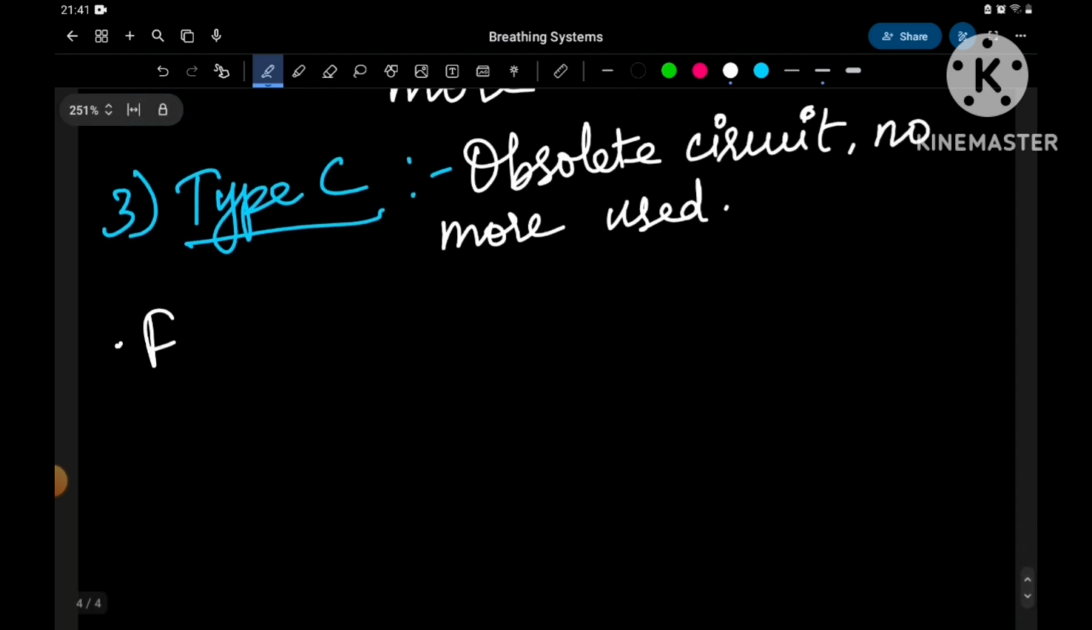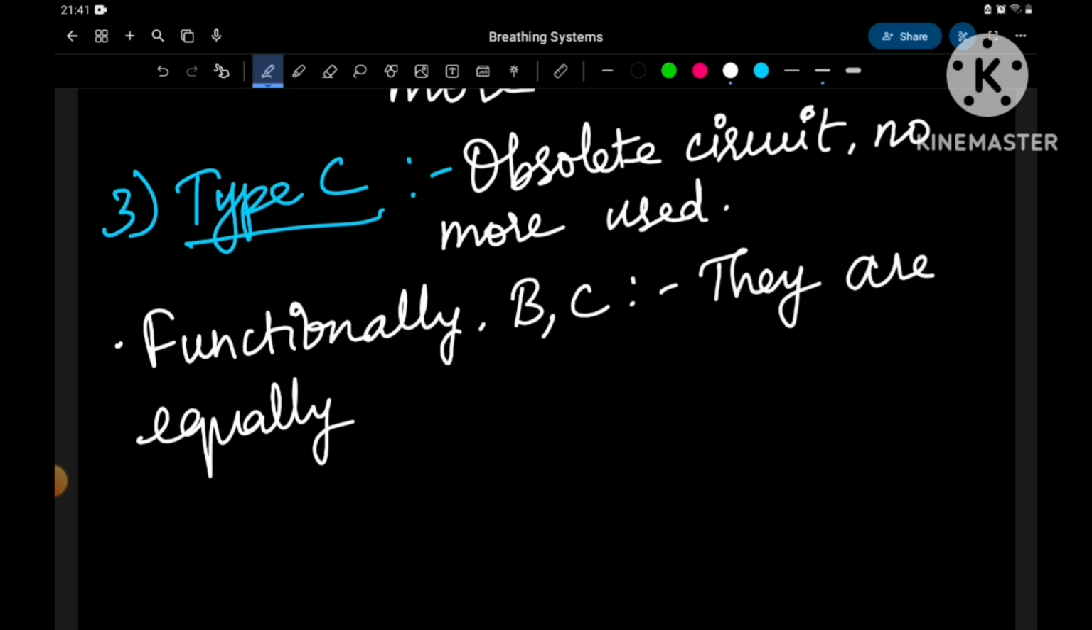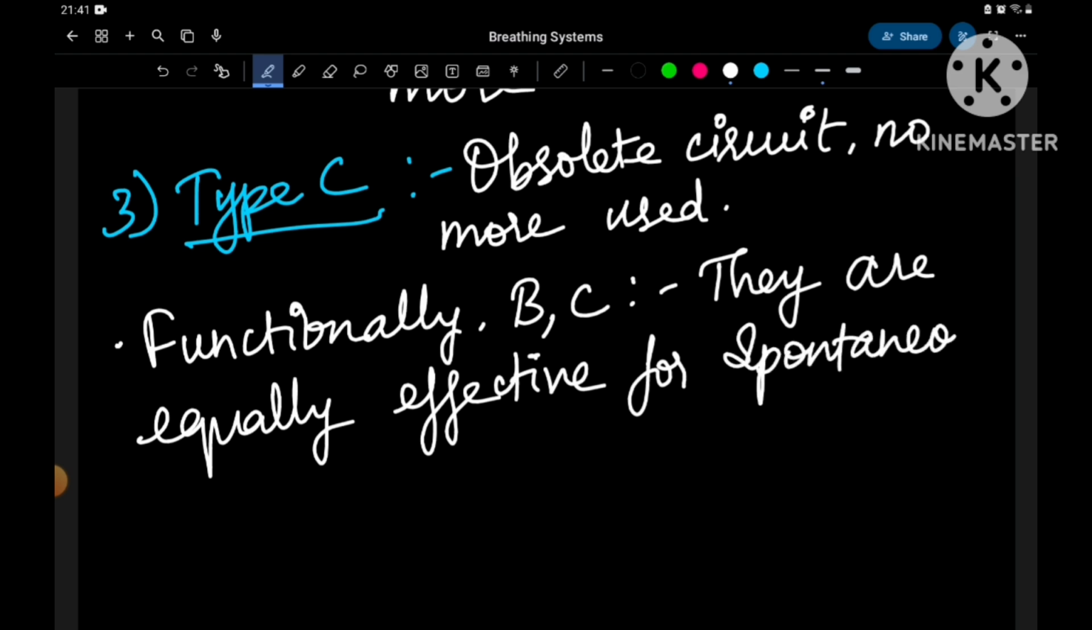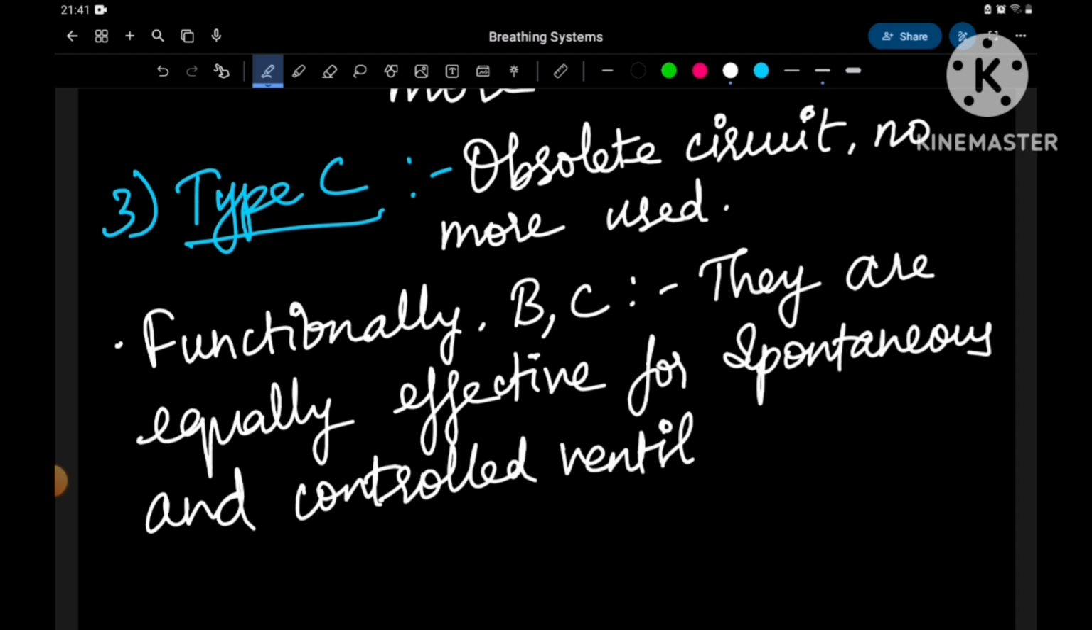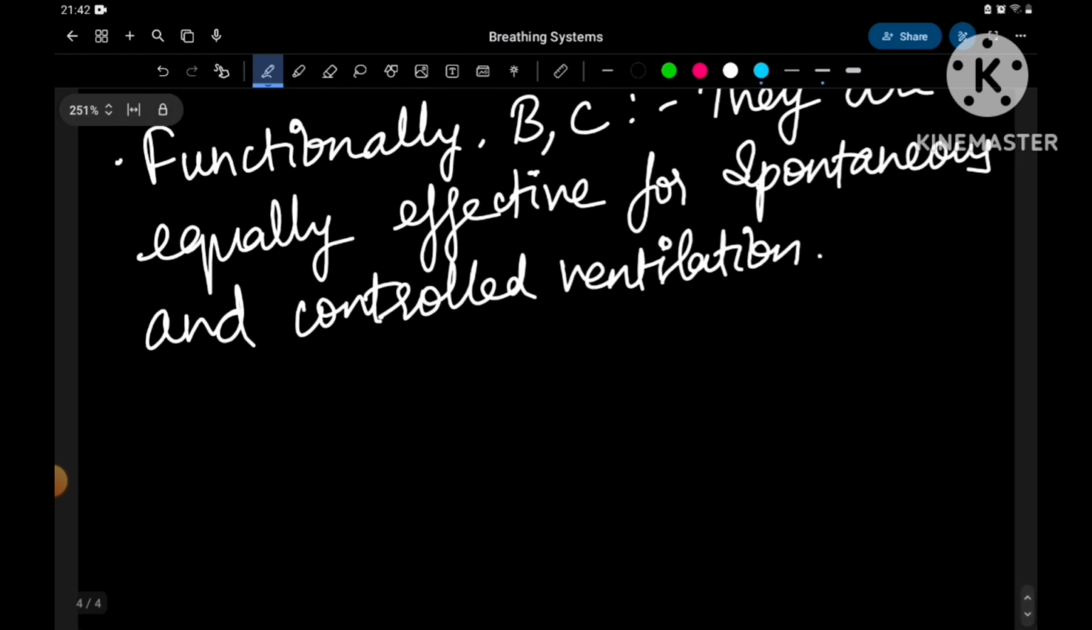See, functionally, B and C, they are equally effective for spontaneous and controlled ventilation, right? They are equally effective for spontaneous and controlled ventilation. And type D, let's go for type D.